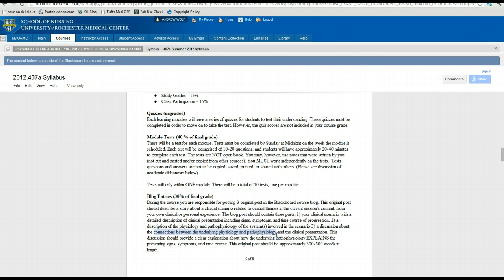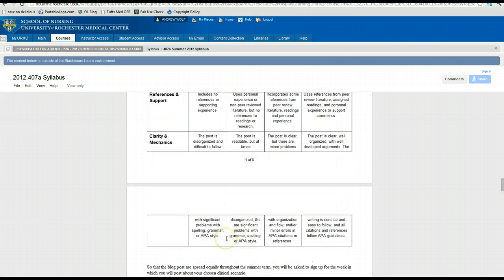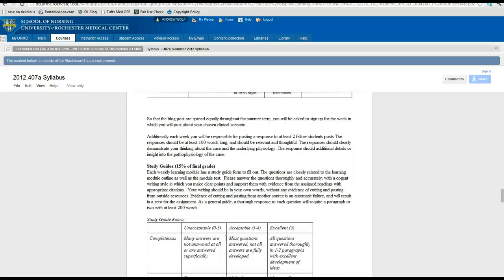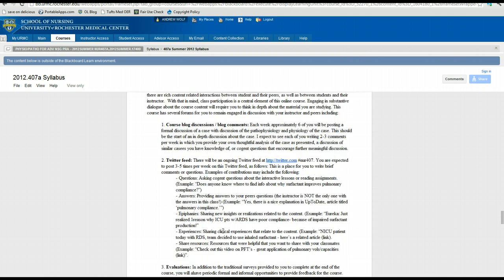Now, this involved obviously a strong connection with the content, but the students were also asked to respond to each other's blogs. You can see here there was an element of the grade that included a blog discussion in the comments. Each week the students were asked to respond 2 to 3 times to various blog posts, and this provided a lively discussion.